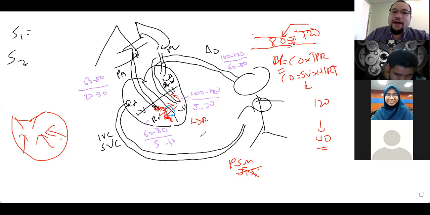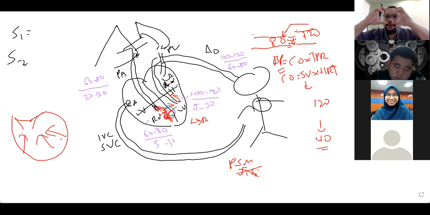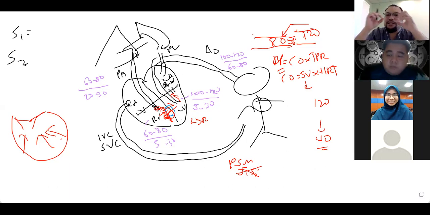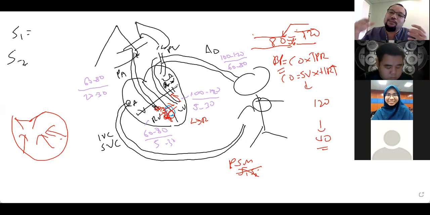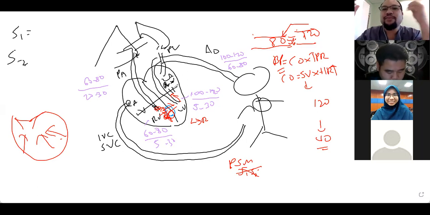Okay, bila lubang dia kecil, what happen? Bila lubang kecil, turbulent flow dia, macam ada dua chamber, lubang dia kecil. Turbulent flow dia makin banyak ke makin sikit? Makin banyak. Turbulent flow dia makin banyak sebab pressure dia sama. You nak push sama, lubang kecil, turbulent flow akan lagi banyak. So, bila turbulent flow lagi banyak, amplitude dia tinggi, bunyi dia akan louder. So louder sound bila lubang dia kecil.